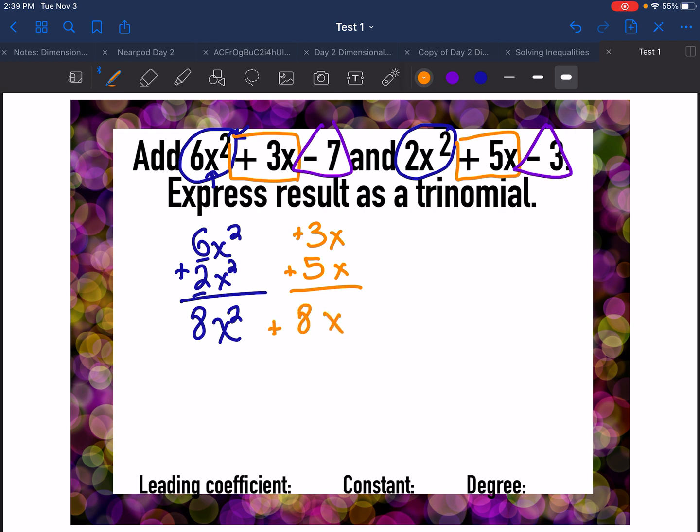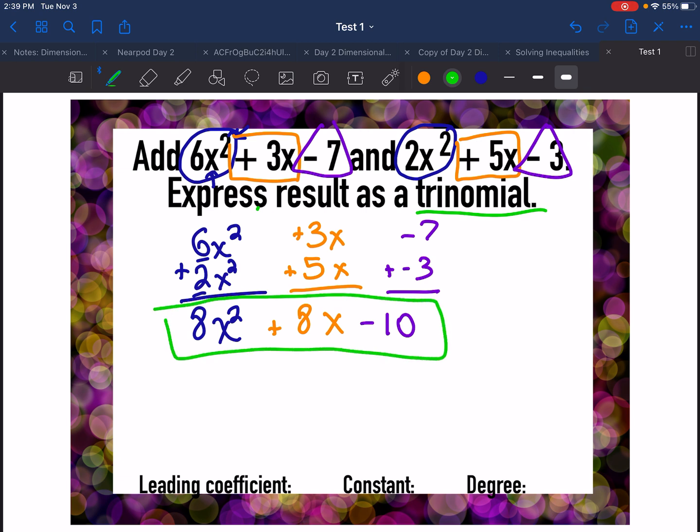positive 8x. My next set was negative 7. I'm going to add that to negative 3. Negative 7 plus negative 3 is negative 10. Now that is indeed a trinomial. It's 3 terms, so that is my final answer.